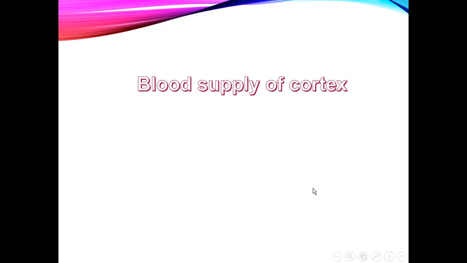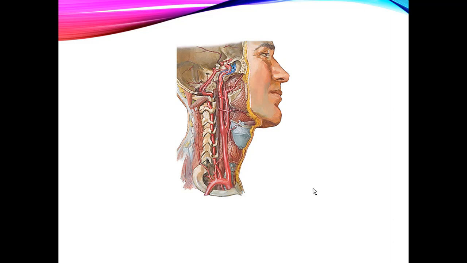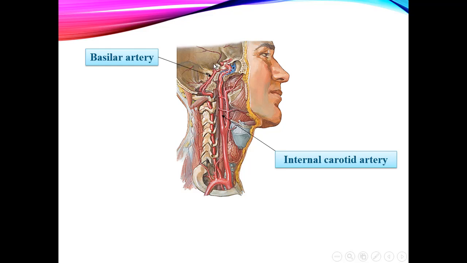Okay, let's see the blood supply of the cortex. Our brain is supplied by the branches of the internal carotid artery and basilar artery.